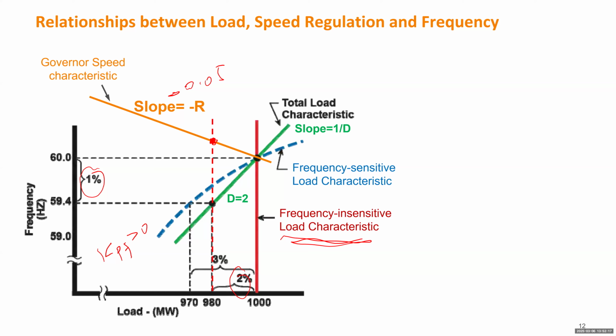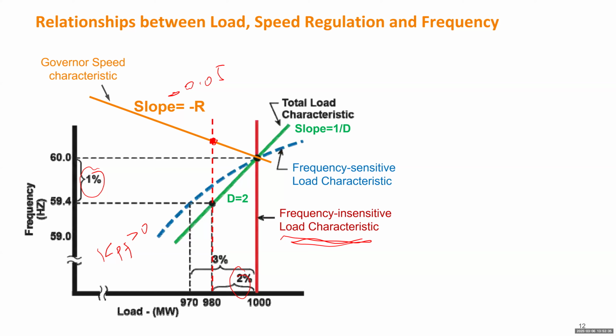So not too much, right? Compared to 1%, that change may be just 0.5, 0.4%. It's very small. That is guaranteed by this very small slope with the governor.